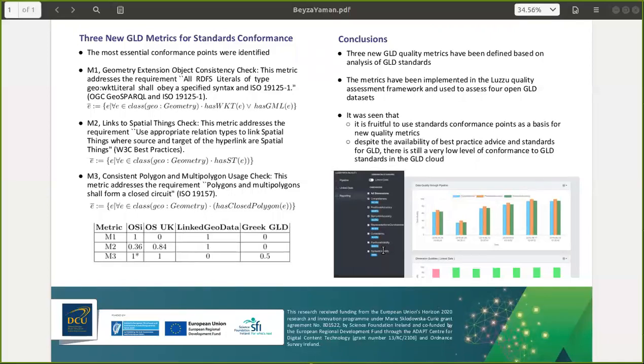As a conclusion, we have already implemented a governance dashboard built upon the LUZU framework. The dashboard allows users to visualize quality metric observations and analyze quality scores in a data production pipeline. The results showed us that geospatial link data is still a little bit behind to conform to the standards, but it is fruitful to use standard conformance points as a basis for new quality metrics.